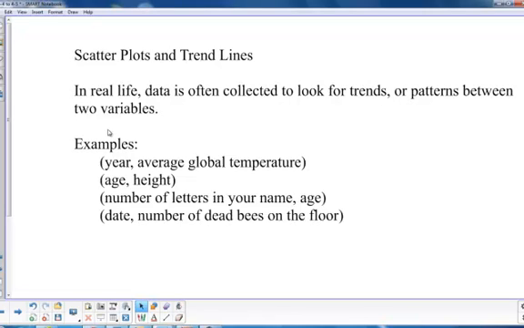All right, so when we collect data, we're usually looking for some sort of patterns. The data is not always the best. Like number of letters in your name and age, that probably doesn't have a whole heck of a lot to do with each other. So this is probably going to be no correlation.